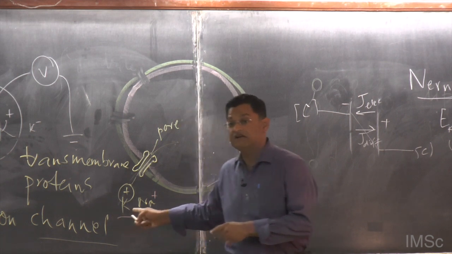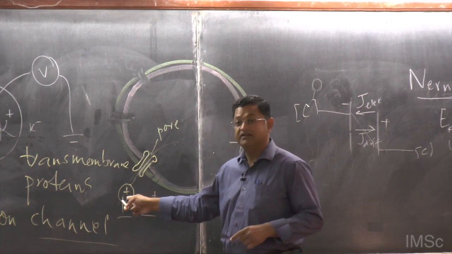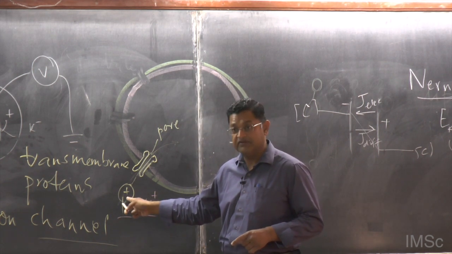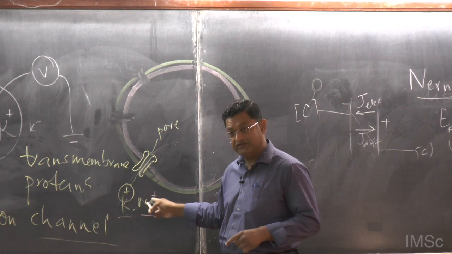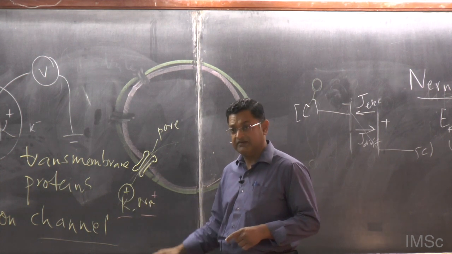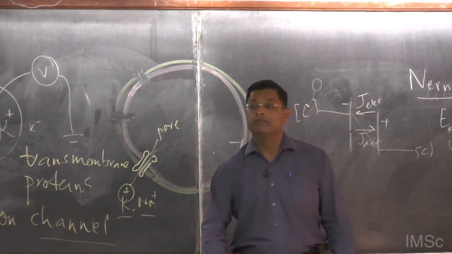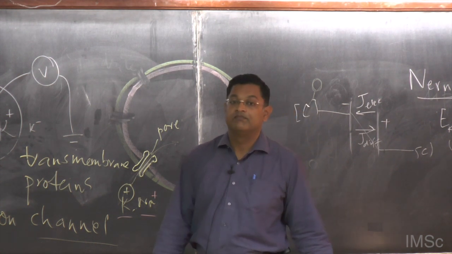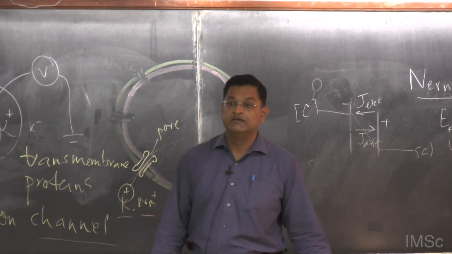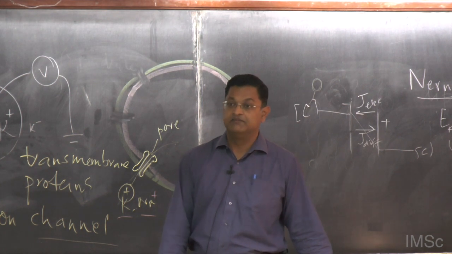Well, they are positively charged ions. The valence is 1. So, one positive charge on the potassium, one positive charge on the sodium. Charges are the same. That's one charge.